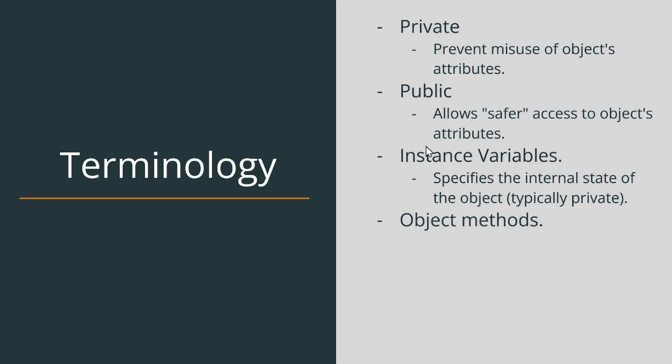Let me see what else. Methods, object methods. These are methods that belong to the class and they specify what the object should do. They're typically public. They don't have to be public, but if you want users to use your class, they should be public.